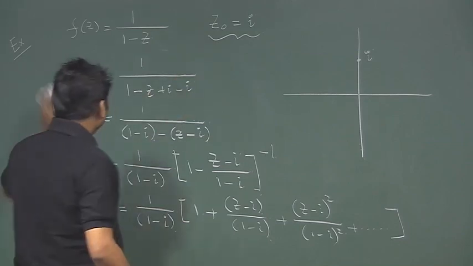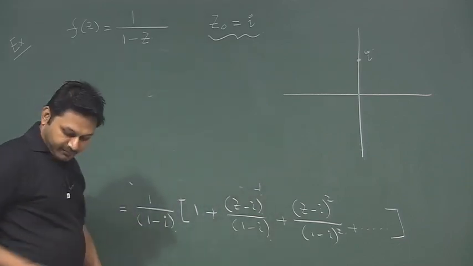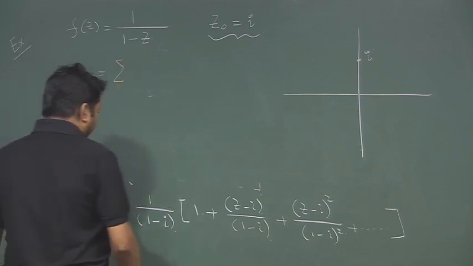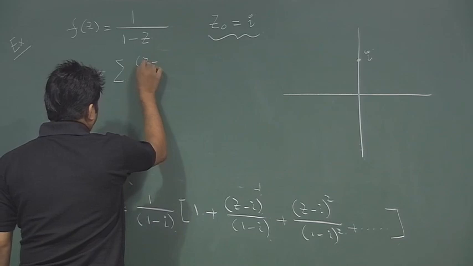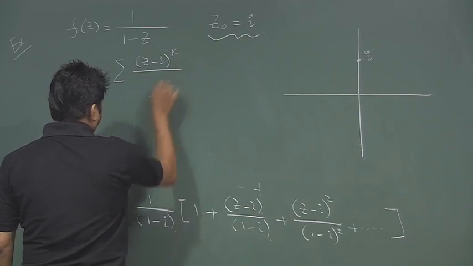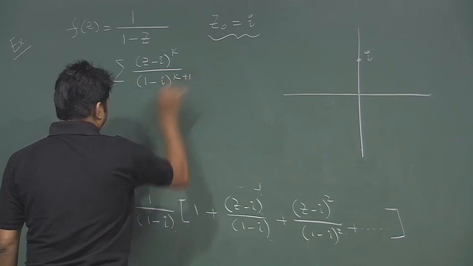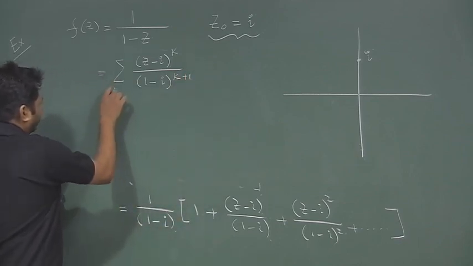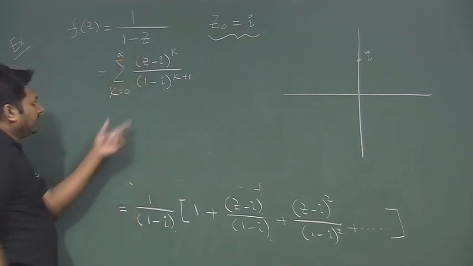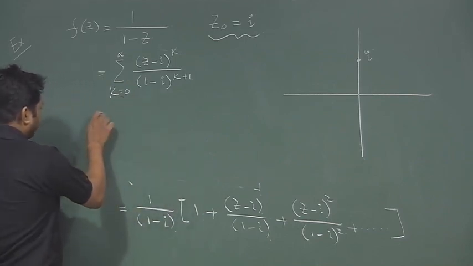So, what is the general form? Let me erase this part. What is the general form I have? The general form, in the summation form, is the summation of (z minus i)^k divided by (1 minus i)^(k+1). So, k from 0 to infinity, this is the expansion I have. Now, it is equivalent to the power series, as I mentioned.